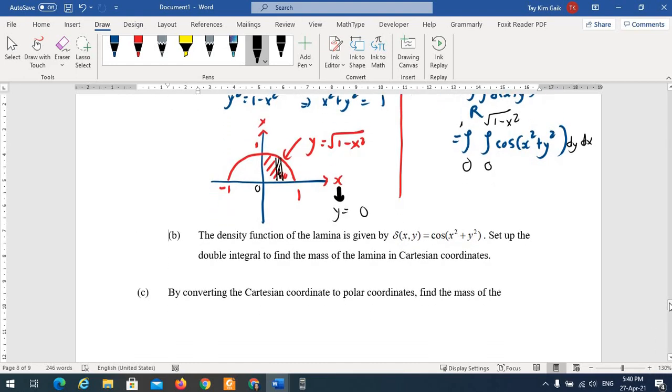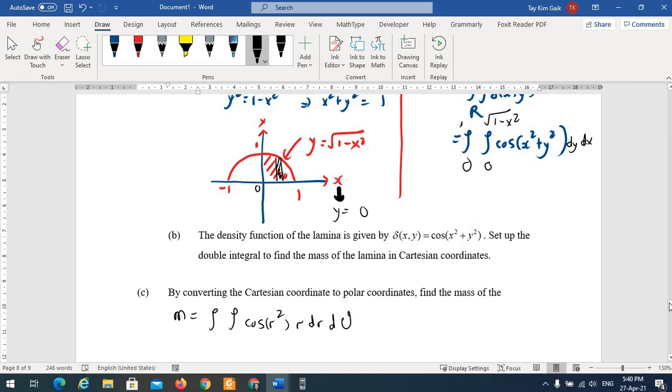So when you change it to polar coordinates, x squared plus y squared is actually r squared. So you have cos r squared. dy dx is actually r dr d theta. The r you don't group into the cos.